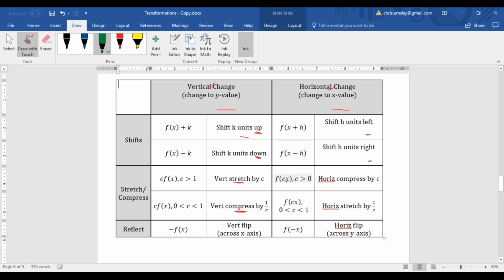Same thing here. If you multiply by a positive number greater than 1, a constant greater than 1, it actually gets smaller. Usually when you think about multiplying, you think of making things bigger. And here, when you multiply by a fraction, it actually stretches, it gets bigger. So the horizontal transformations are a bit counterintuitive, but if you put them all into that category, it will help you remember the direction they need to go.